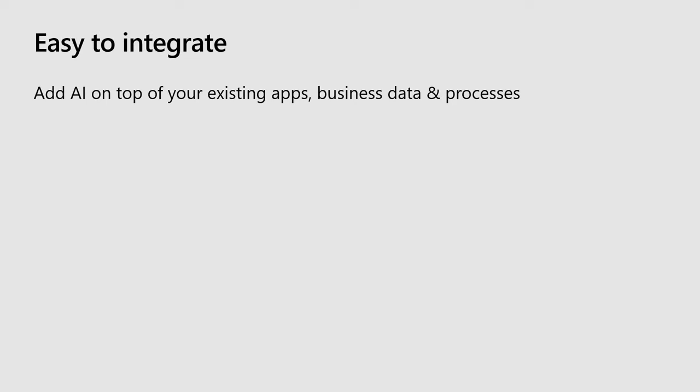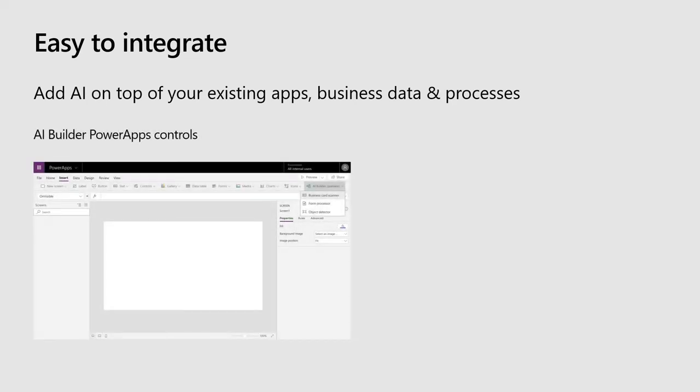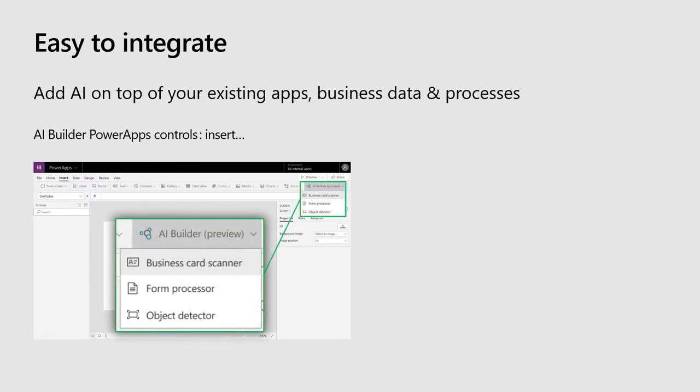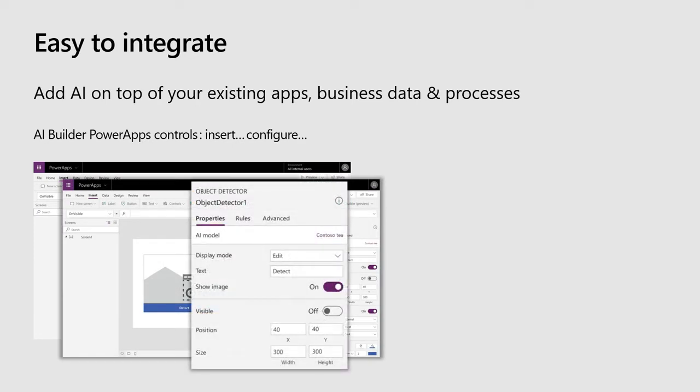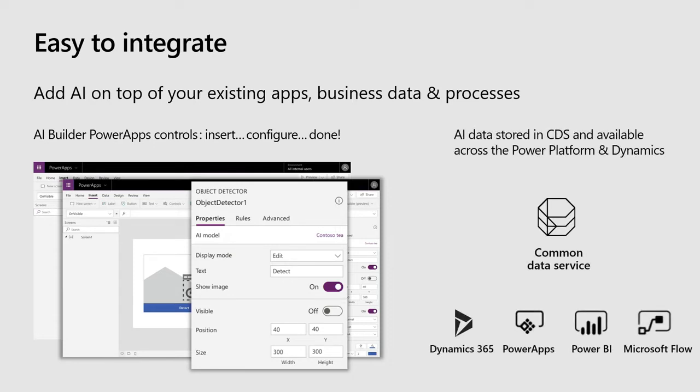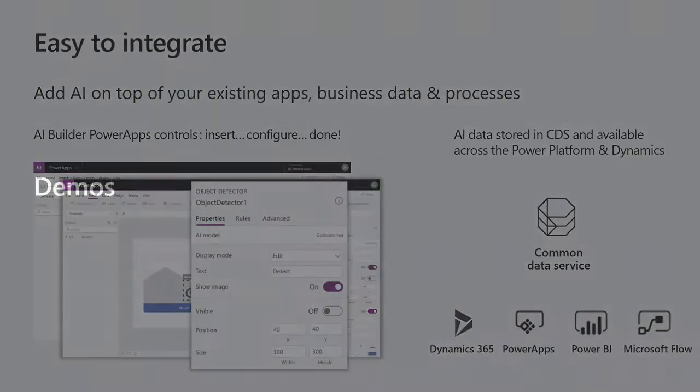And once you've built your model, it's very easy to integrate. You just choose to insert the controls right into your app, configure them with the model that you've just created, and you're done. And as I said, because it's stored in CDS, you can now use it in any one of your applications. So we'll go into some demos now.